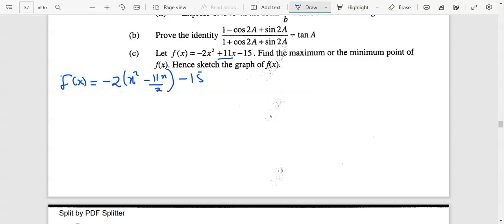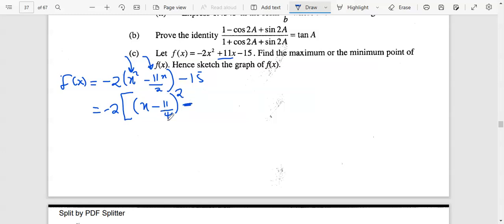Okay, and then from here, I want to write this negative 2. I'll put a bigger bracket, then a smaller one inside. Instead of writing x squared, I'll just write x minus. I'll get the half of 11 over 2. Just multiply the denominator by 2, that will be the half, that will be 11 over 4. I'll not put x. I'll close, and then I'll put a square. Always subtract here. Always subtract.